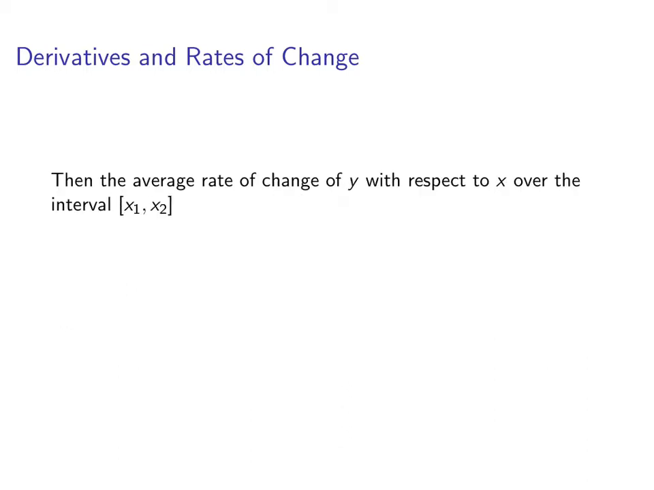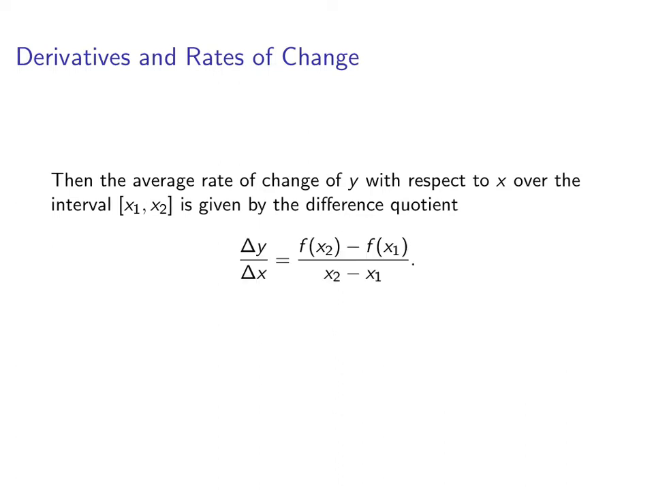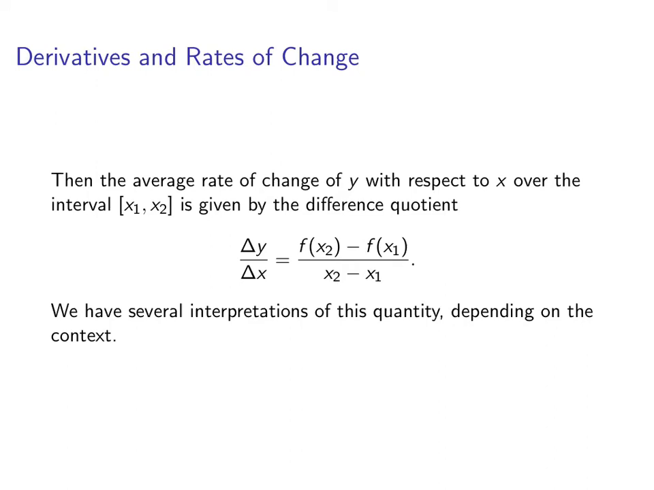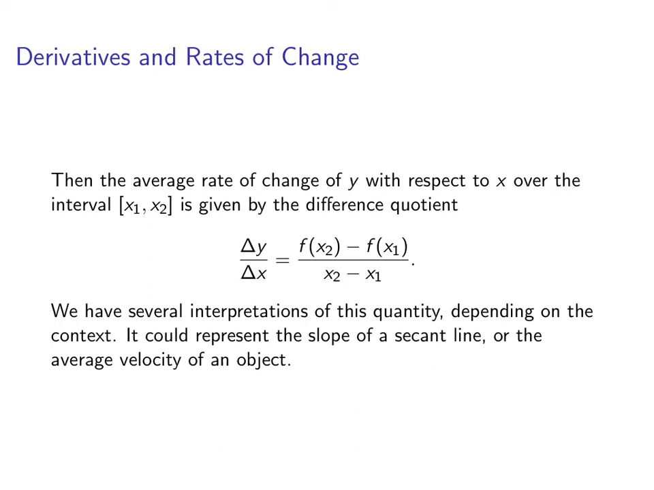Now we can say that the average change of y with respect to x on the interval from x1 to x2 is given by something called the difference quotient. We've been using this already. We're just, again, talking about this in a slightly different way. Delta y over delta x is equal to f of x2 minus f of x1 all over x2 minus x1. Now we've got a lot of different interpretations of this quantity, depending on our context. It could represent the slope of a secant line, or it could represent the average velocity of an object.